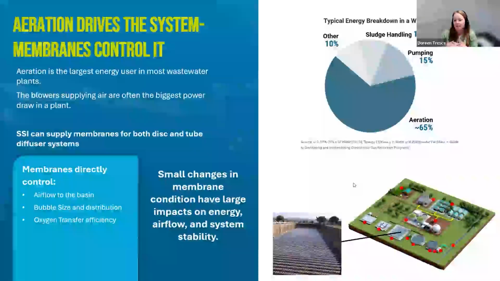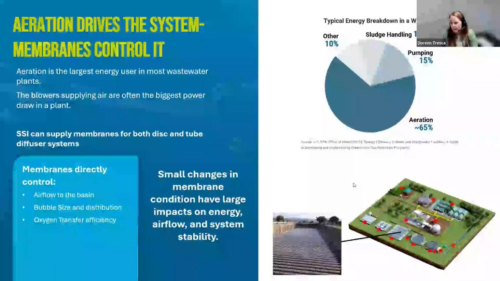One key takeaway that we want to touch on before we really go into the membranes is aeration drives the system, membranes control it. Aeration dominates the energy usage in a wastewater treatment plant. So although when you're purchasing, it might seem like a much smaller part, aeration plays a huge role in the overall operation and complete life cycle costs of the plant.